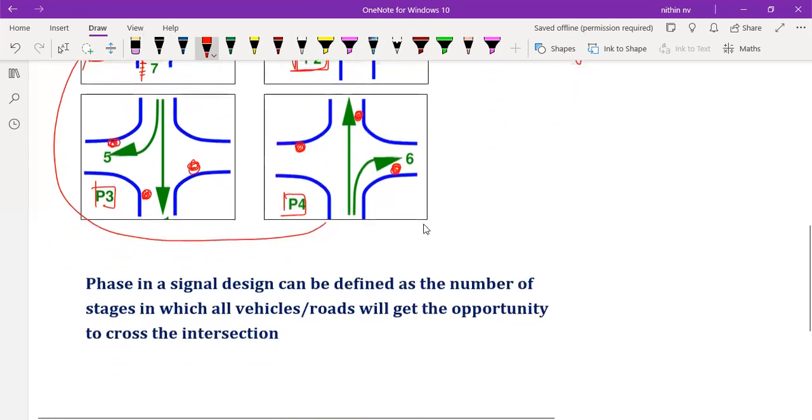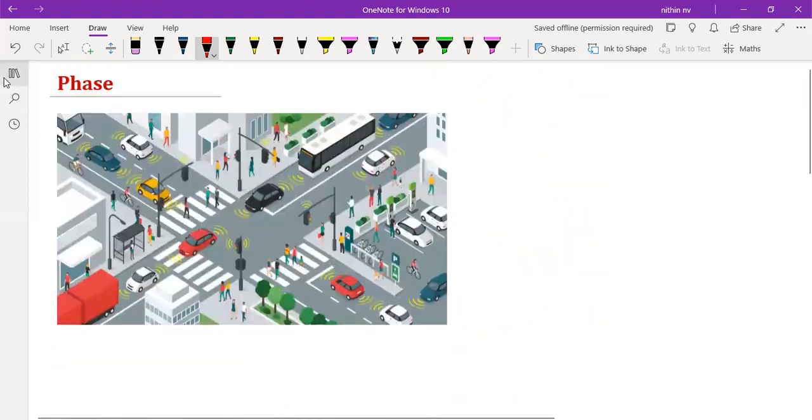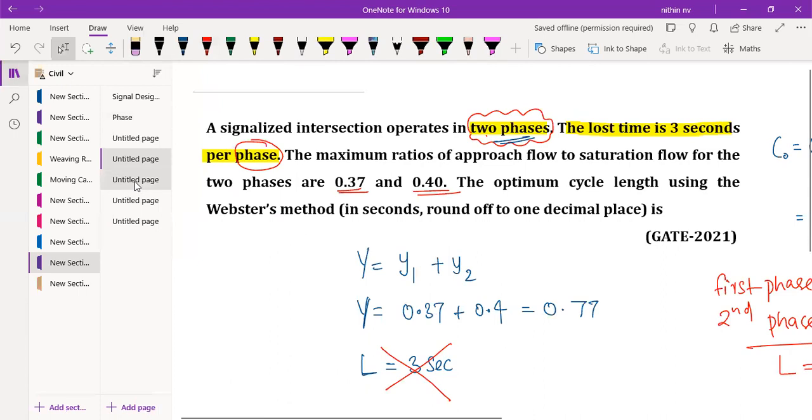Understood, guys? So how can we define a phase? Phase in a signal design can be defined as the number of stages in which all vehicles or roads will get opportunity to cross the intersection, or we can say opportunity to move in the intersection. Otherwise, they need to stop. Got it now? That's it. Okay. Now, let's go to the next question.